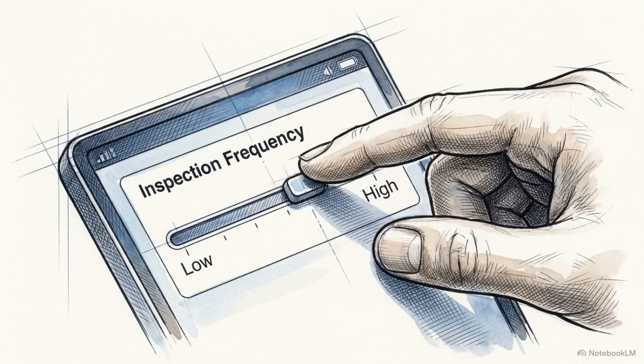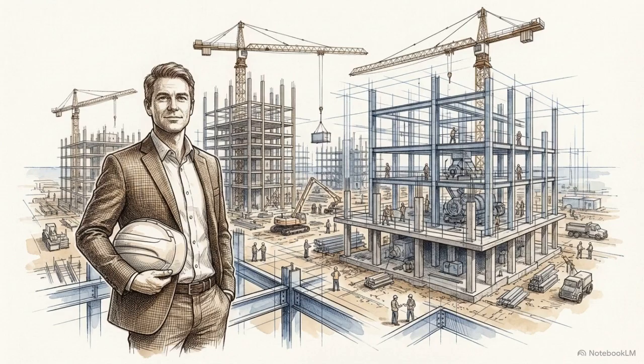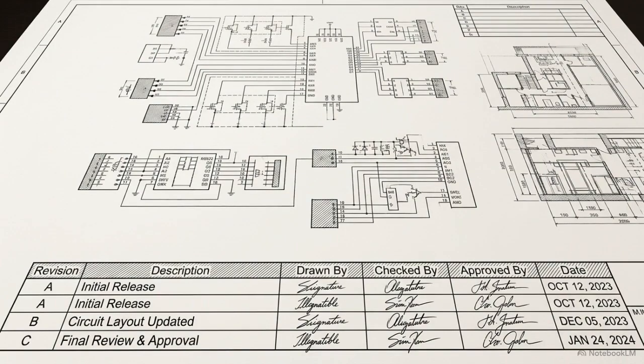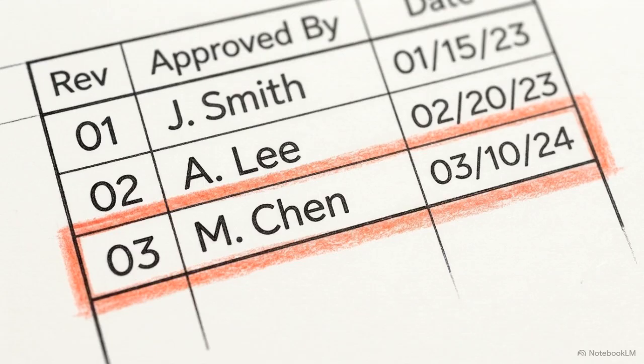Clients maintain the right to edit these frequencies and parameters. This allows for total customization to their specific standards, empowering them to take ownership of the quality control process. This revision log is the project's historical record. Because changes occur frequently on a construction site, a strict document revision control procedure is required to track versions, catch errors, and maintain legal compliance.